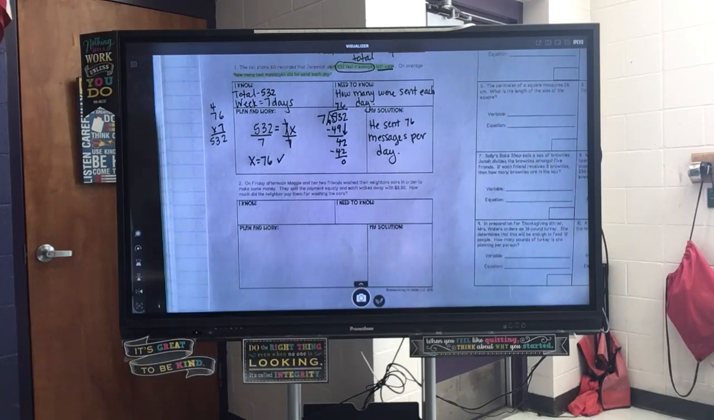All right, number 2. It says on Friday afternoon, Maggie and her 2 friends washed their neighbor's cars in order to make some money. They split the payment equally and each walked away with $3.50. How much did the neighbor pay them for washing the cars?